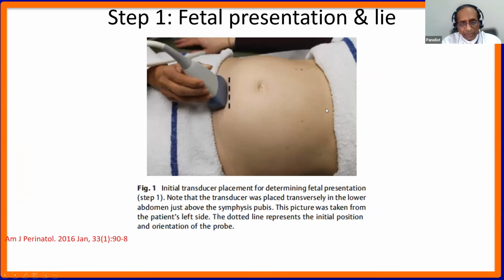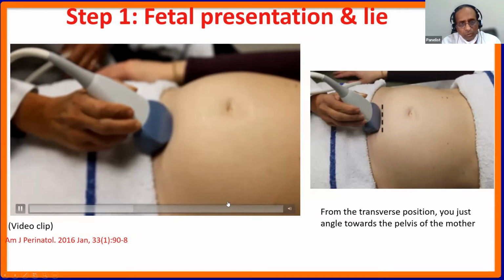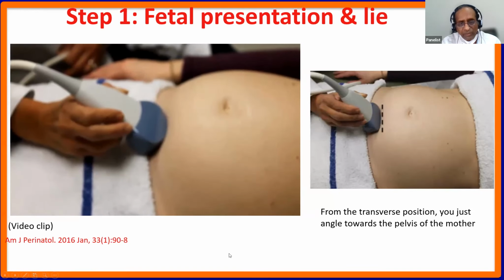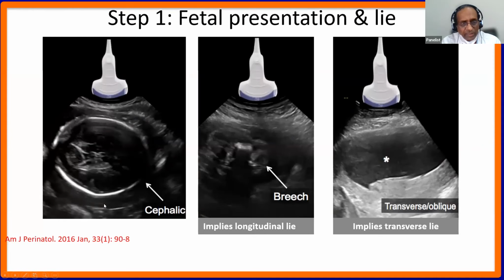Step 1 is fetal presentation and lie. So we always place the transducer transversely in the lower abdomen. The reason why we do that is we want to know what part of the fetus is lying down there. And then you just need to move the probe up and down, till you identify the fetal part. So if you find the head there, then it is cephalic presentation. If you find the breech, of course, it's breech presentation. And if you don't find anything, it is transverse or oblique lie. So just in 2 seconds, you can know what is the presentation.